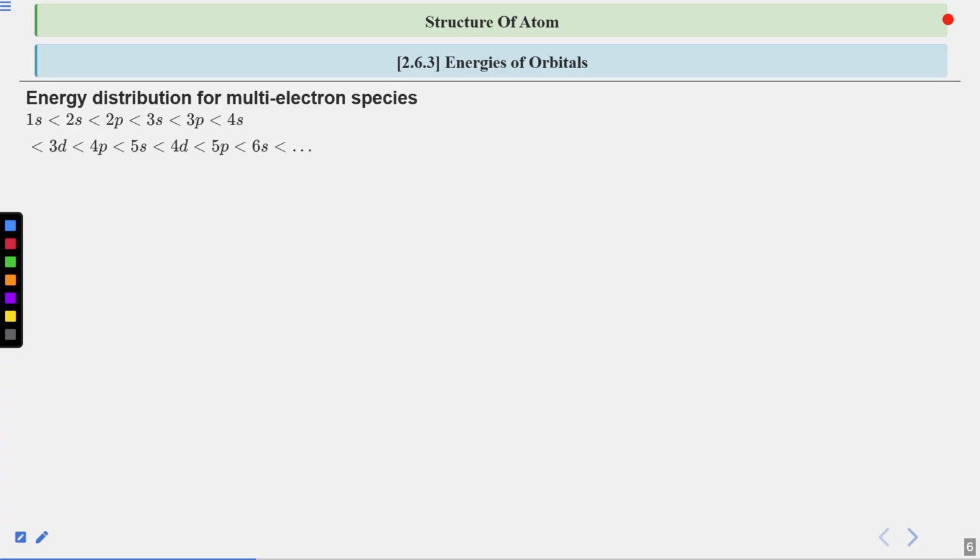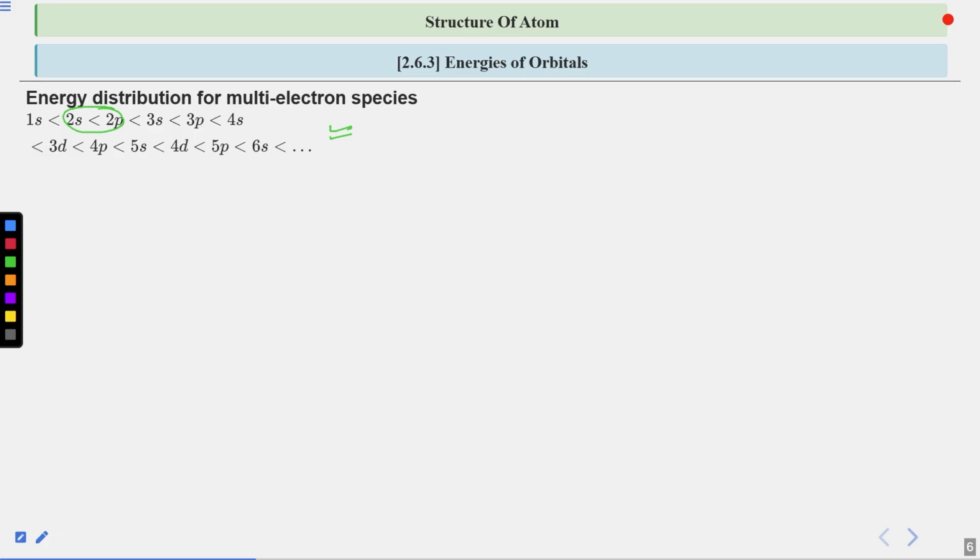In this case, the energy order looks like this. Now, how are we deciding which one is in a lower energy and which one is in a higher energy? We'll talk about it later. But the major thing to notice here is that it is very different from the hydrogen-like species energy distribution. There we have 2s and 2p having the same energy, okay? But here 2s is having a lower energy than the 2p.